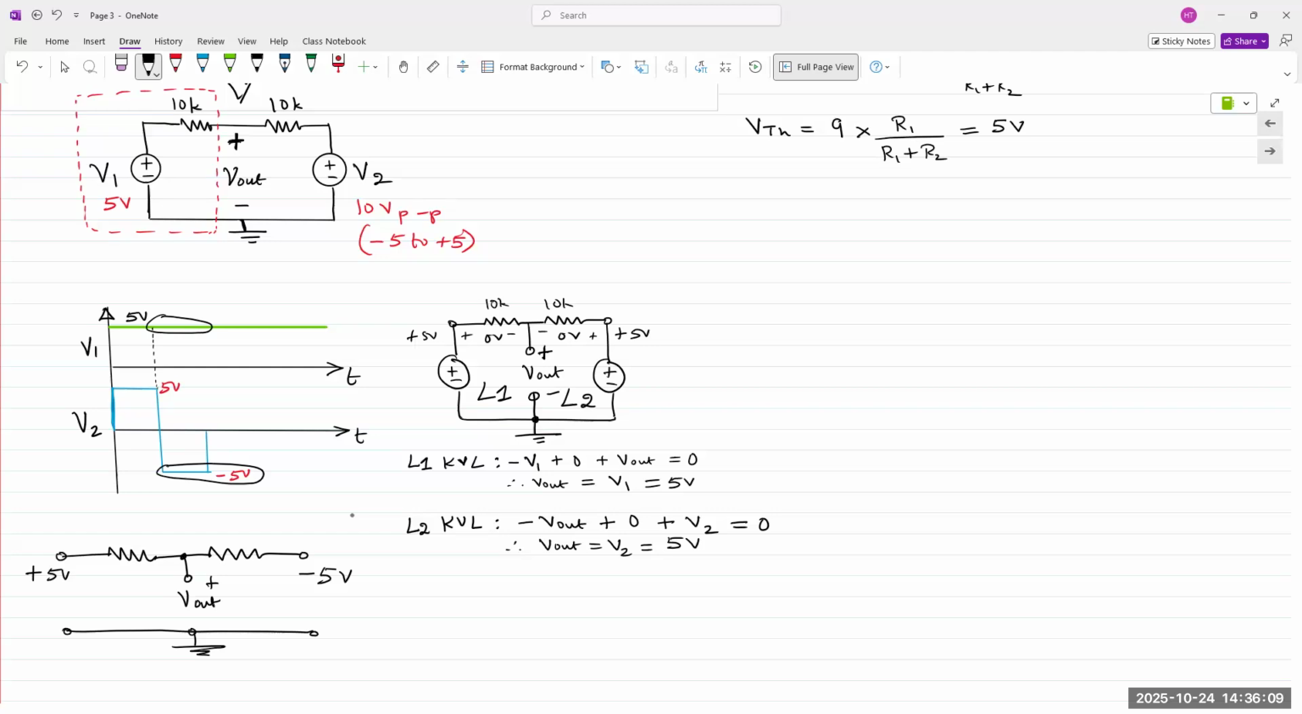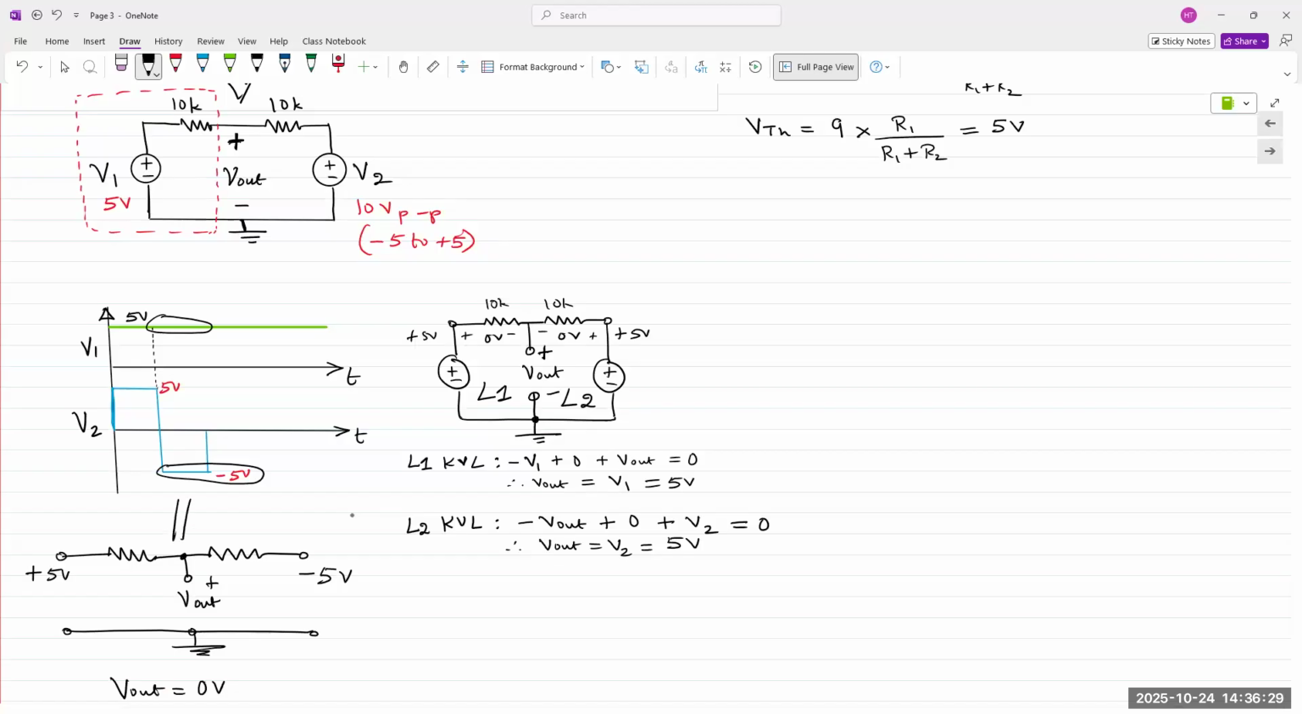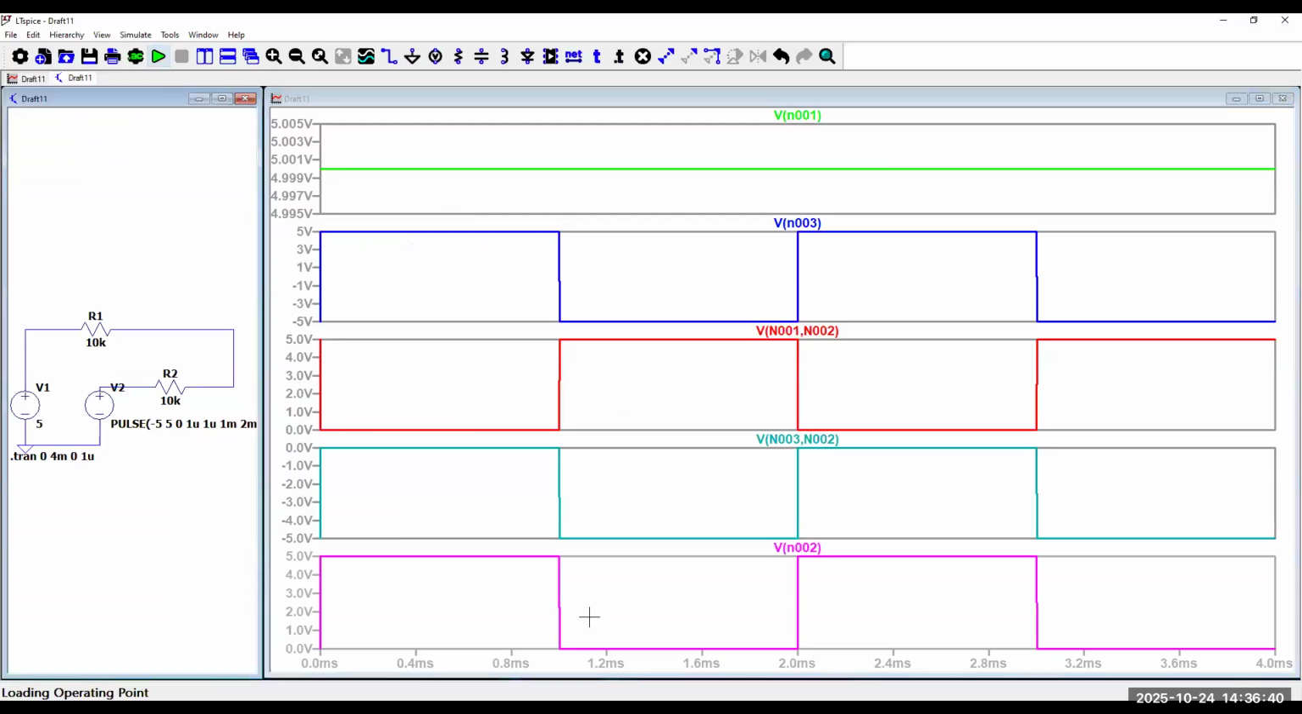But in this case, it's plus 5 on the left, minus 5 on the right. What is the halfway point between those two voltages? 0. That's your answer. So V out is 0 volts. So in the negative half cycle, when this is the case, your V out goes to 0, which is right here.